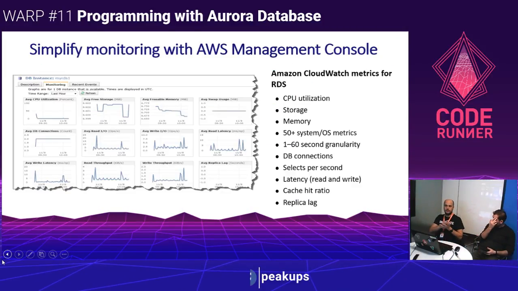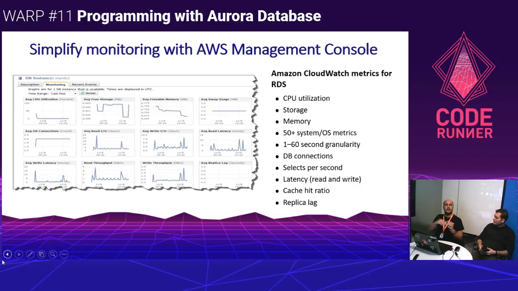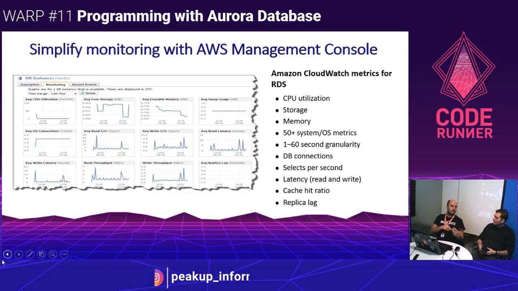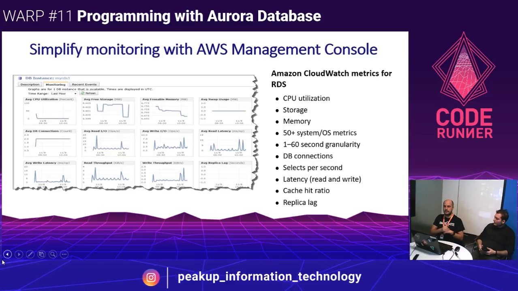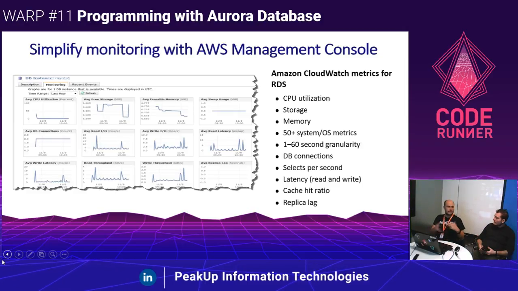Aurora DB also comes with a monitoring layer, as the other AWS platform services do. Aurora uses Amazon CloudWatch to monitor the database: CPU utilization, storage, memory, DB connections, and, for example, how many selects per second, cache hit rate, hit ratio, etc. You can monitor all of these things by default in your AWS console.